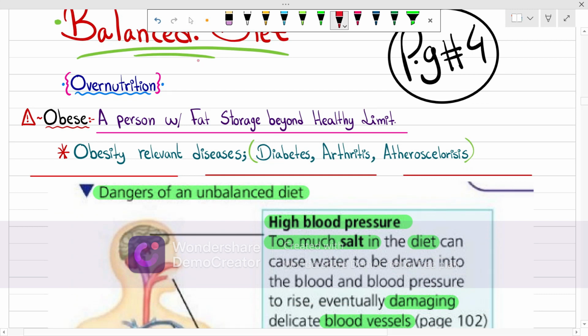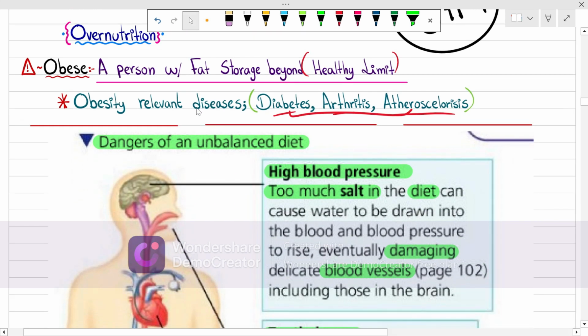Overnutrition can cause obesity. An obese person has fat storage beyond a healthy limit, with a BMI that exceeds the healthy limit. Obesity-relevant diseases are diabetes, arthritis, and arthrosis. So these are the three diseases that can be caused by obesity. Of course, there are more, but these are the three that are included in our syllabus.